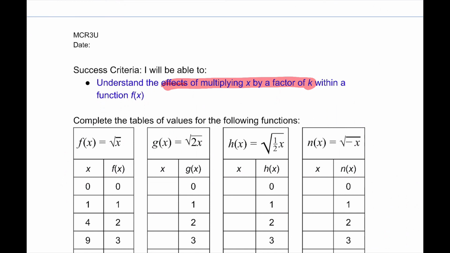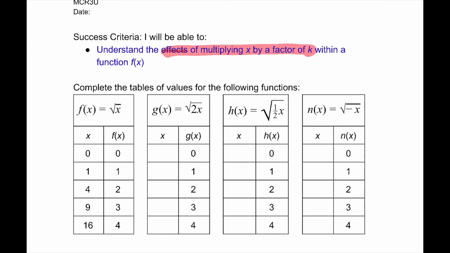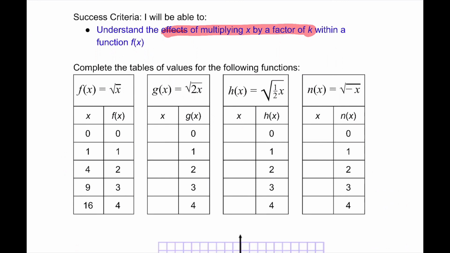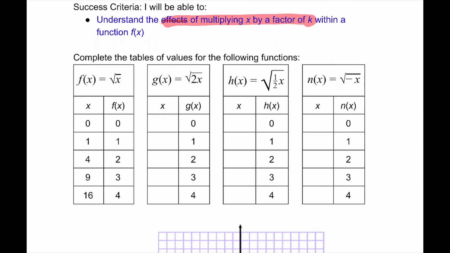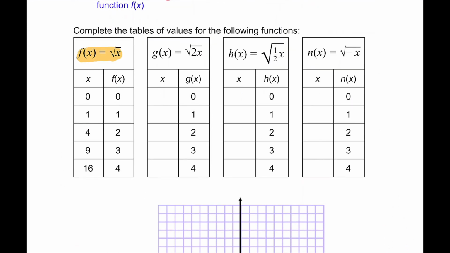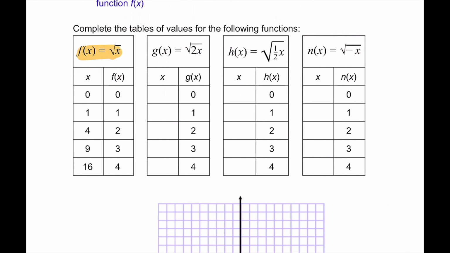We already did something inside a function when we added or subtracted something to x inside the function. Realize that moved it horizontally, to the left or right. So we're going to find out what the effect is when we actually multiply x by a number. We're going to look at the square root function. The parent function here is f of x equals root x. I've filled in the table of values for us already: 0, 0, 1, 1, 4, 2, 9, 3, 16, 4.